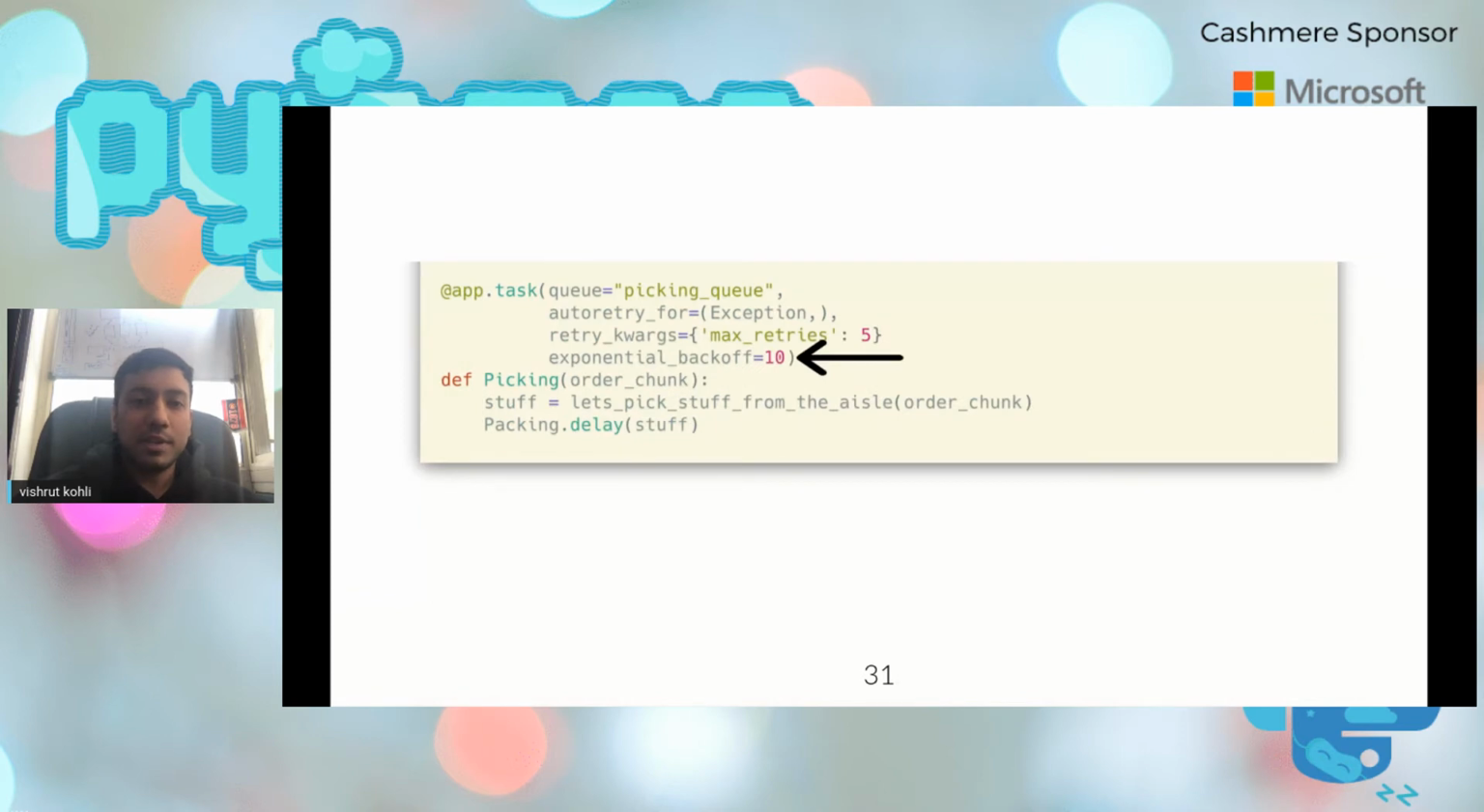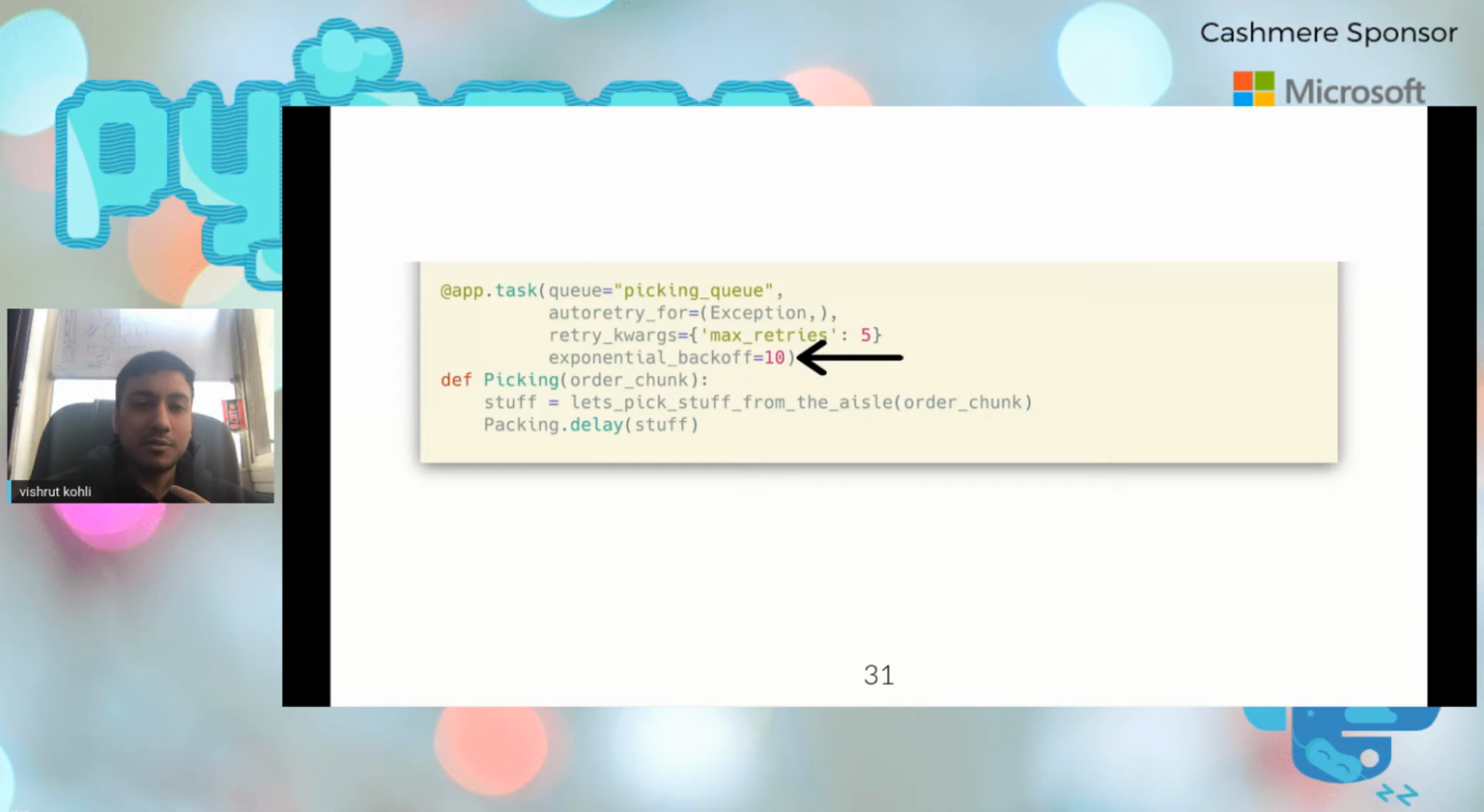To make it more resilient, we can add exponential backoff. For example, your task is dependent on another service, and that service is down. Let's assume the time between consecutive retries is 10 seconds. If the service is down, my first retry will happen at 10 seconds, the second one at 20 seconds, the third one at 30 seconds, the fourth one at 40 seconds, and the last one at 50 seconds. So, in this case, I gave 50 seconds of breathing time to the other service to come back up so that I don't lose my task.